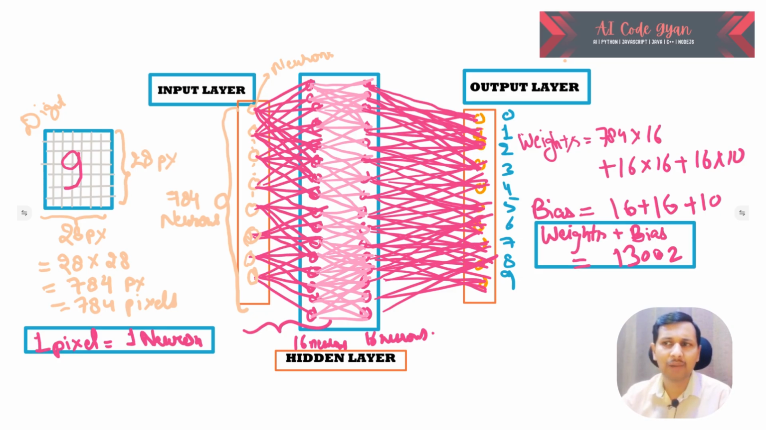And how will the bias be? It will be 16 plus 16 plus 10. With each neuron in the hidden layer, there will be a bias to be added, so it will be 16 plus 16 plus 10. And how much does it come to? Weights plus bias comes to 13,002. So basically this many variables we have in this calculation. Let us see how the function goes.